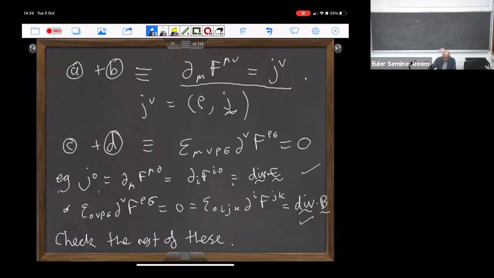So if I take, for example, the nu equals 0 equation, then you see that we get J0 from the right-hand side has to be equal to the divergence of F mu 0, which is also the divergence of F i 0, which is also the divergence of E.